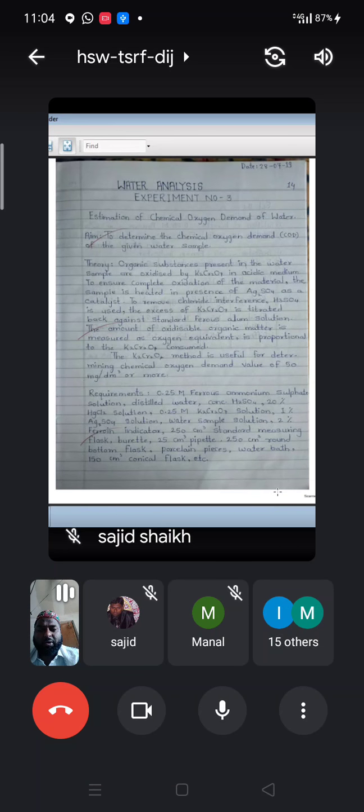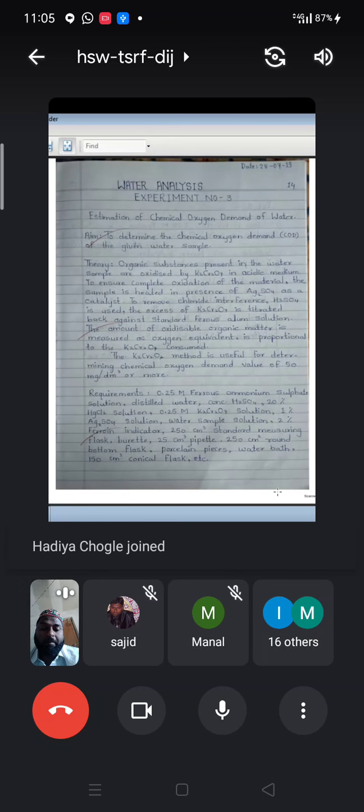The excess of K2Cr2O7 is titrated back against the standard ferrous alum solution. Ferrous alum solution is nothing but ferrous ammonium sulfate. The amount of the oxidizable organic matter is measured as oxygen equivalent, which is proportional to the K2Cr2O7 consumed. Hence, the K2Cr2O7 method is useful for determining chemical oxygen demand values of about 50 milligram per dm cube or more.